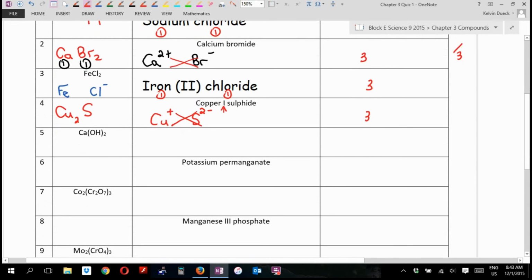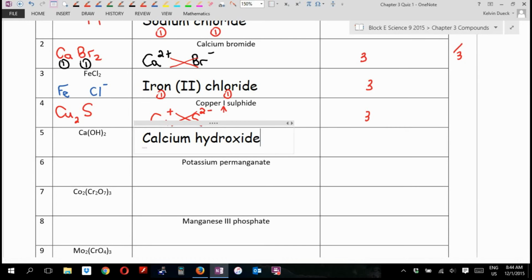CaOH2. Calcium, is calcium multivalent? So no Roman numerals. Whew. In fact, I can almost go like this then. I know the first part is going to be calcium. OH. Oh, more than two capital letters. This is going to be a polyatomic ion. OH is, hello, hydroxide. That's what that's called, calcium hydroxide.